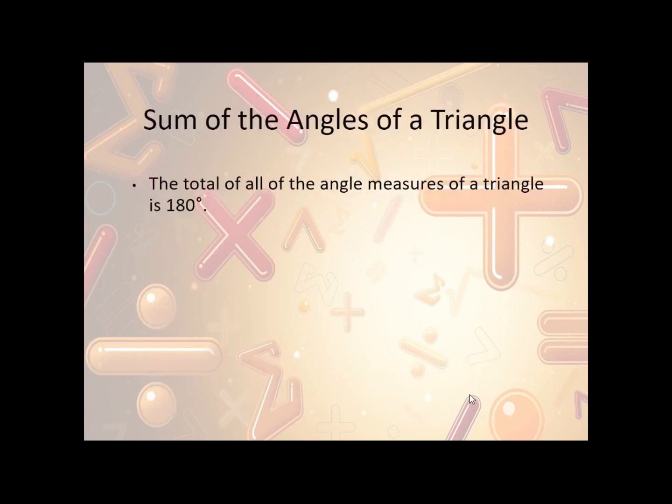Now, one of the properties of triangles says that the total amount of all the angles should end up being 180 degrees. So for instance, we have a triangle here. This one's 90, 60, and 30. If we add all those together, we get 180 degrees.